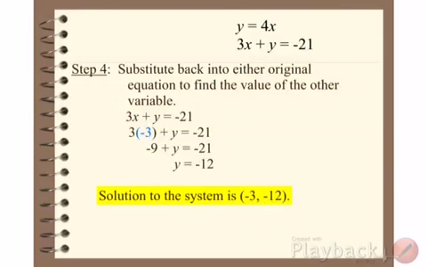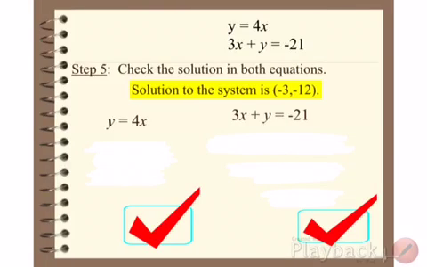Okay. I'm going to plug them back in and check that they're both right. So y is equal to 4x. So my y was negative 12 and my x was negative 3. So 4 times negative 3 is negative 12. So I can see straight away that that solution works for that one.